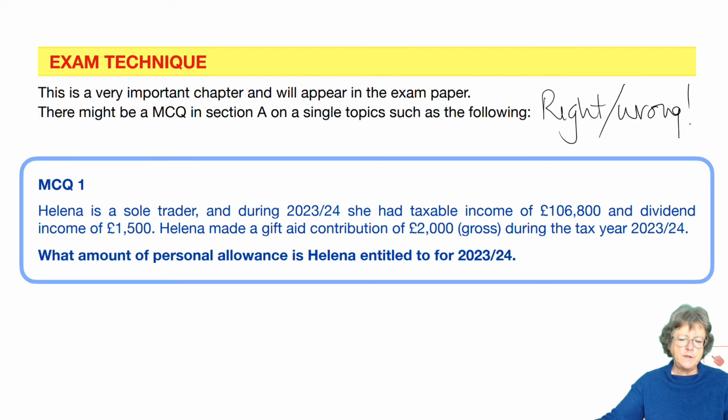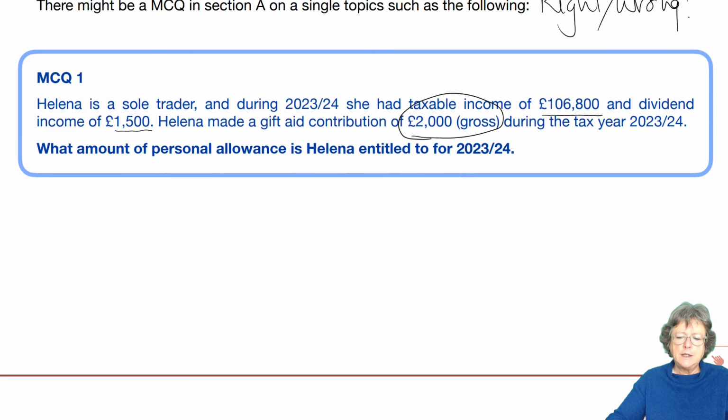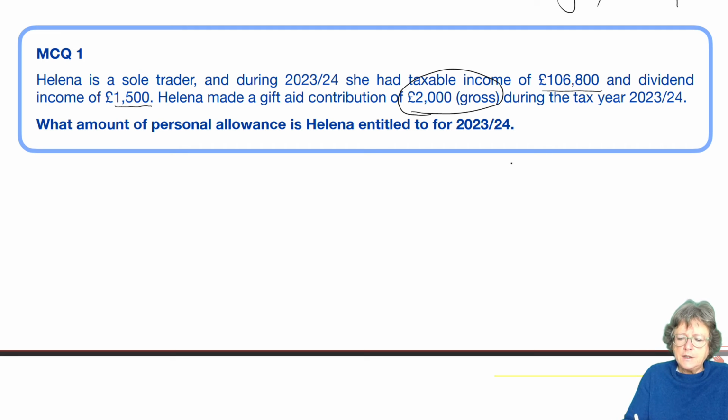Okay, so this is a typical question. Helena is a sole trader and she has taxable income of 106 and dividend income of 1500, but made a gross gift. You see, that's different wording. That's the gross figure. You don't have to gross it up. What entitlement does she have to personal allowance? So that would be a calculation that you would need to do. So that's the allowance.